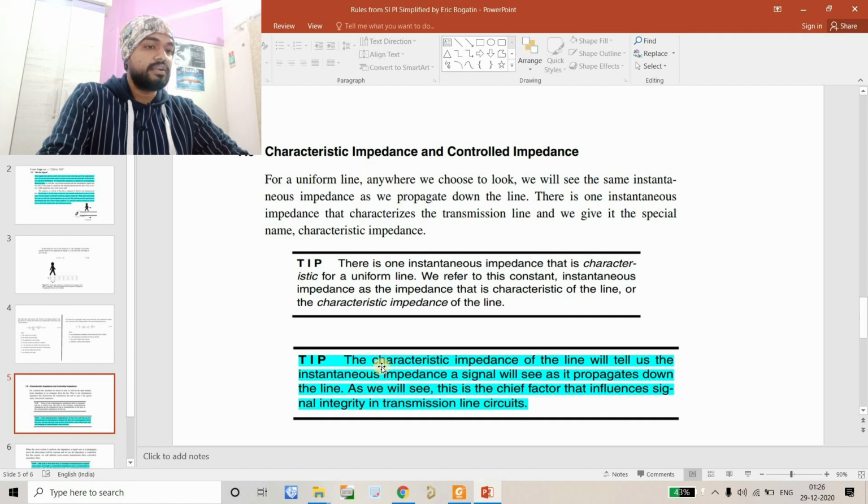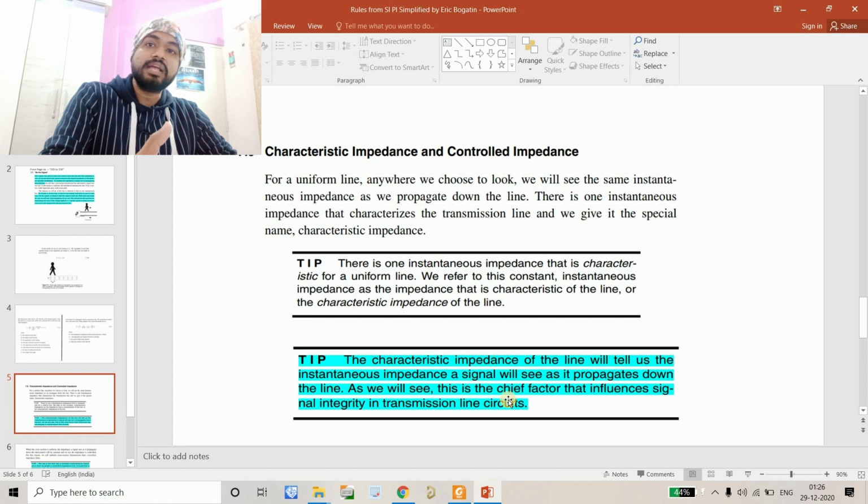Another thing that I have highlighted: the characteristic impedance of a line will tell us the instantaneous impedance of a signal. So instantaneous impedance is like, after each delta x, what is the impedance, right? We'll see it as it propagates down the line. As we will see, this is the chief factor influencing the signal integrity of a transmission line. So obviously we have to maintain, or control, the characteristic impedance throughout the track, right? So that is how characteristic impedance is related to our instantaneous impedance.